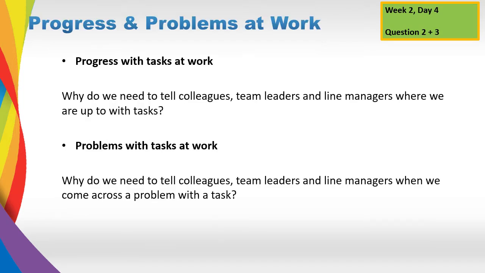The next thing we're going to look at is progress and problems in the workplace. So progress with tasks at work. Why do we need to tell colleagues, team leaders, line managers where we're up to with our tasks? Why would we need to tell those people? What about problems with work? Why do we need to tell our colleagues, team leaders or managers when we come across a problem with a task?